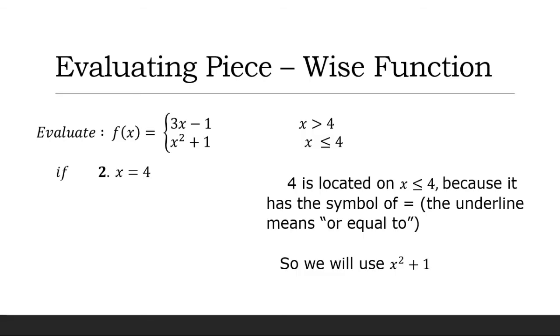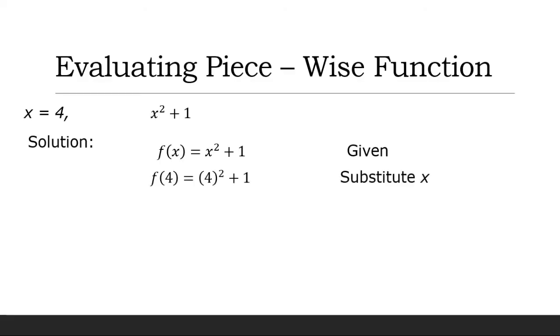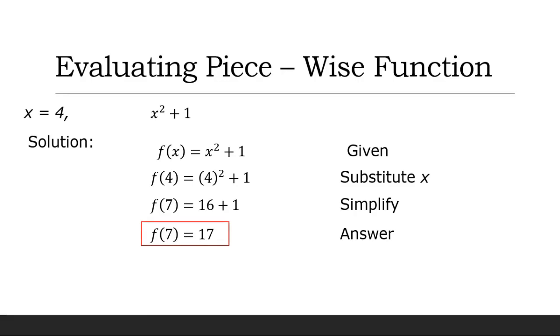process. So again, start with the given. Substitute x, so it will yield to 4 squared plus 1. Simplify, so 4 squared is just 4 times 4 is 16. Then bring down positive 1. So the answer is 17. So that's how we evaluate a piecewise function.